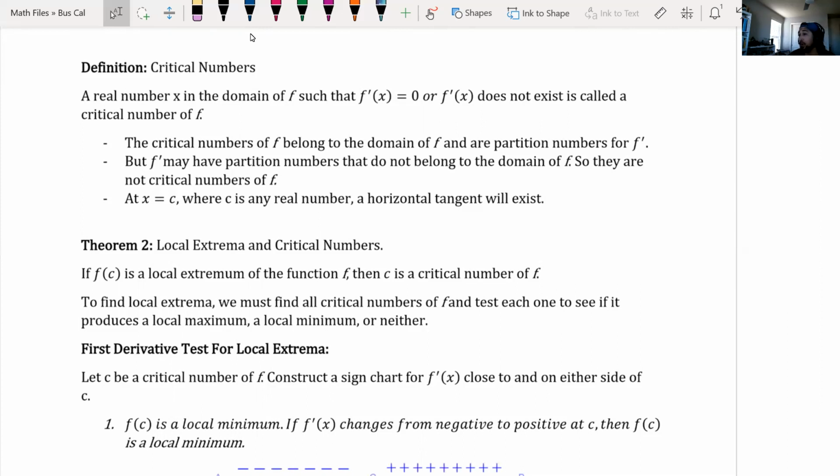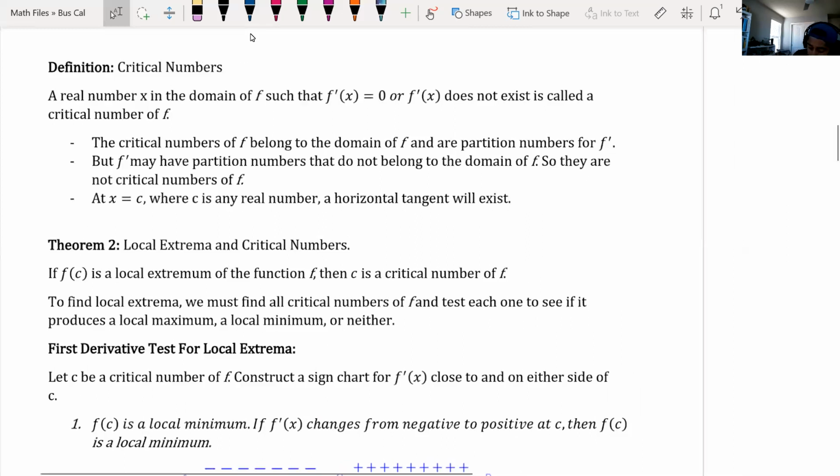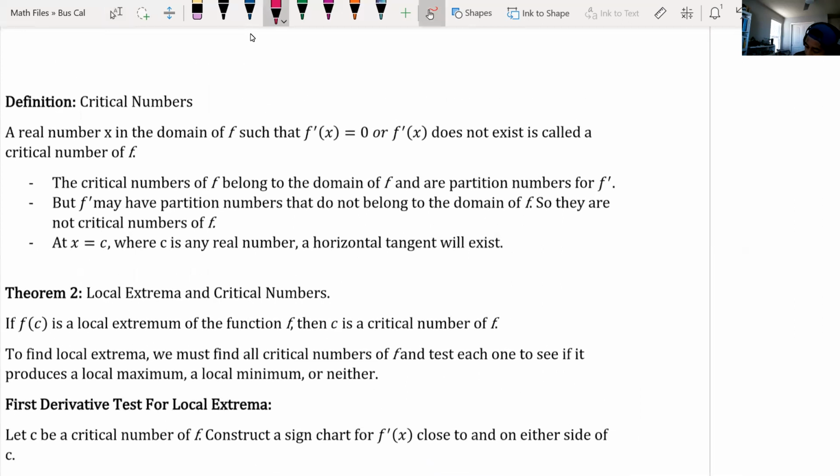Critical numbers of f belong to the domain of f and are partition numbers for the derivative. So what that means is that once we find critical numbers, we're going to create a sign chart, a number line, and plot those critical numbers on it, which means they break up the number line, hence being partition numbers. I guess I could draw a little graph of that. Here would be a number line. And let's just say I have a critical number somewhere here. So that would be a partition number because it breaks up the number line.